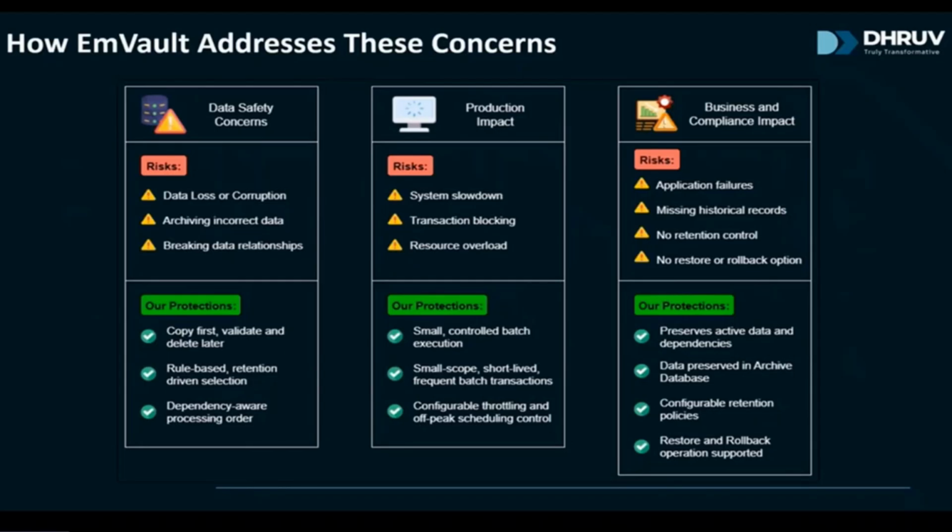Finally, let's see about business and compliance. EmVault preserves active data by selecting only historical records based on defined rules. Archive data remains securely stored for audit and reference purposes. It also supports retention policy configuration along with restore and rollback capabilities, ensuring data can be recovered if needed. With these safeguards, organizations can confidently implement archive and purge without risking data safety, performance, or compliance.